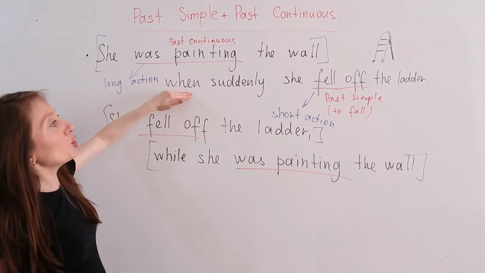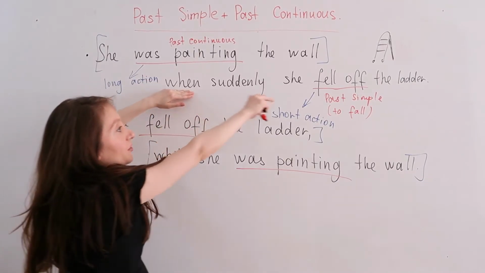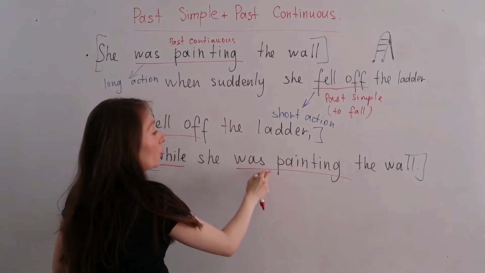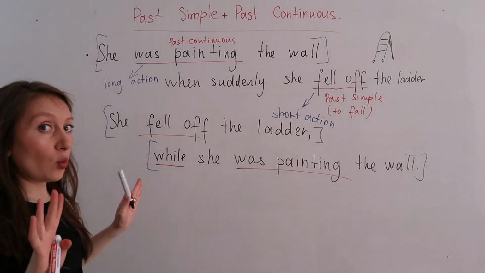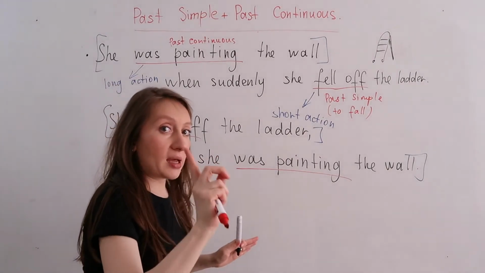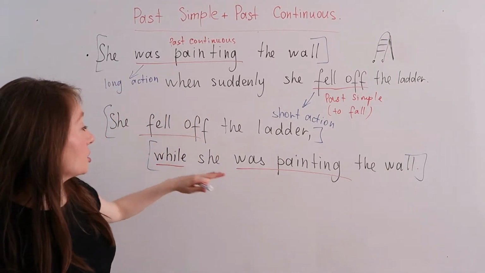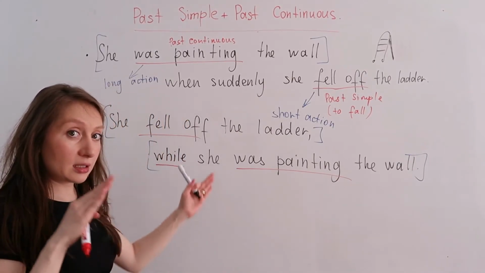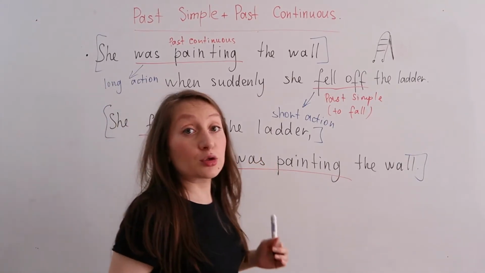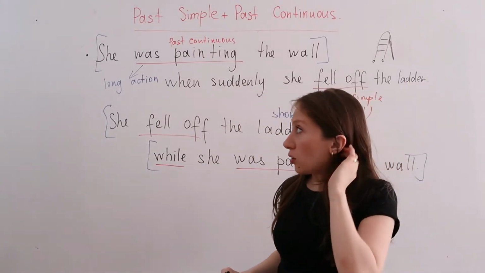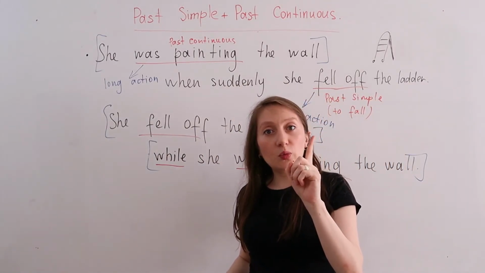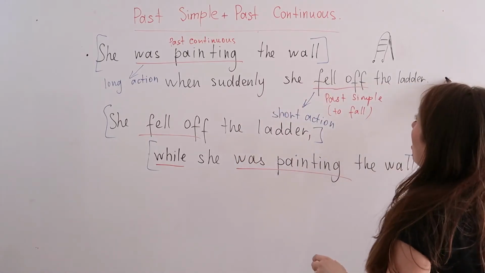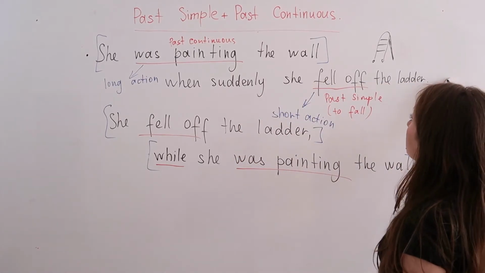But you cannot use while before past simple. While will be used only before past continuous. Remember, after while, past continuous. Again, long action, short action. Super easy. There was a process and something interrupted in the process. So, let me write one more example for you, and then that is all for this lesson.